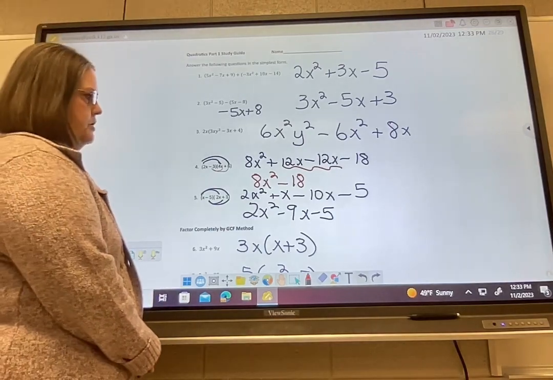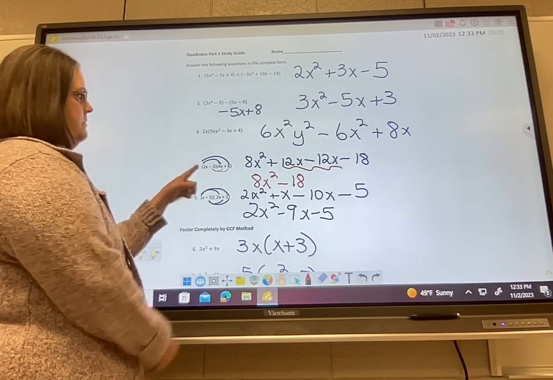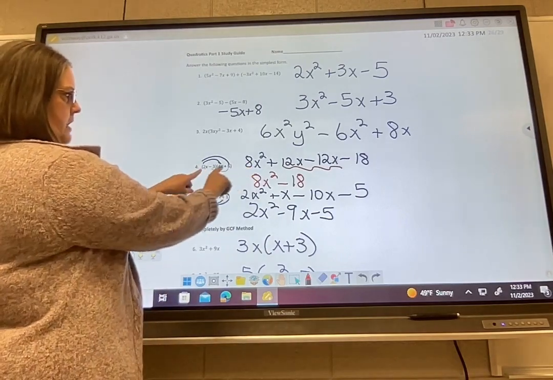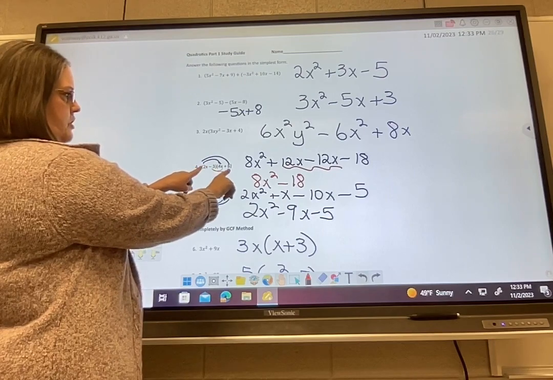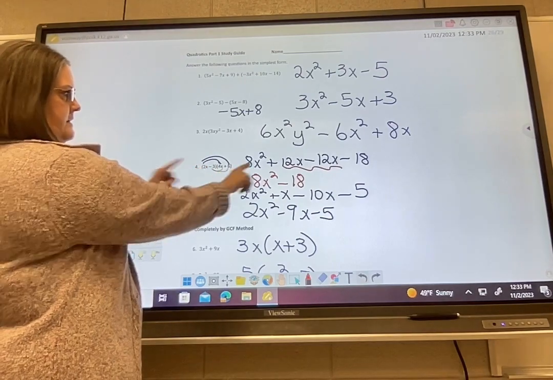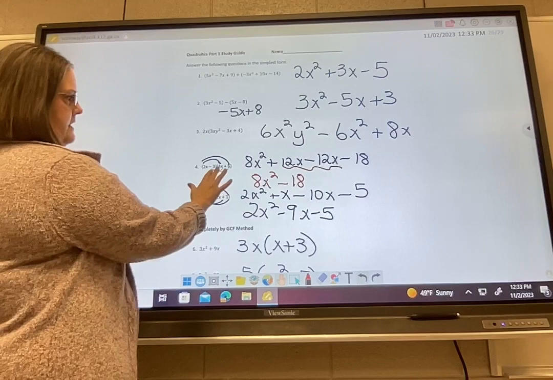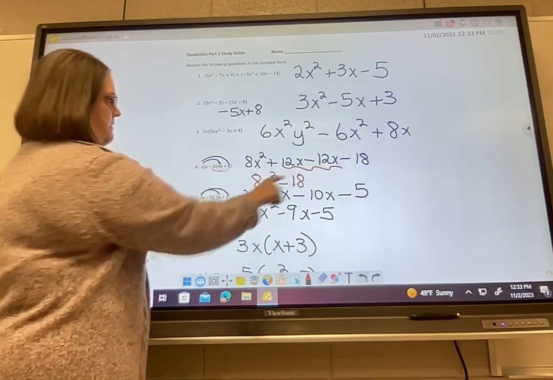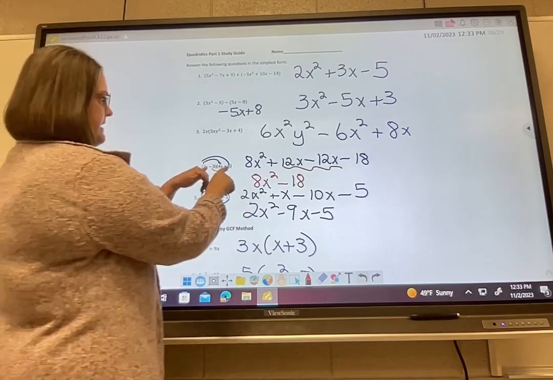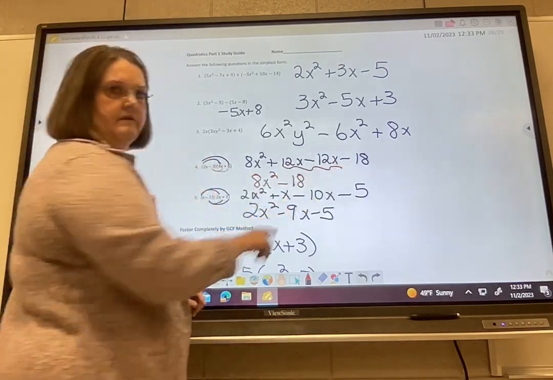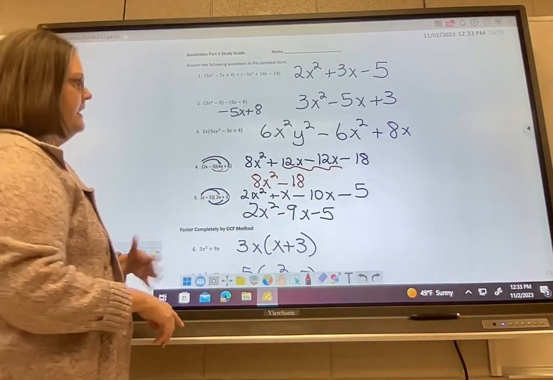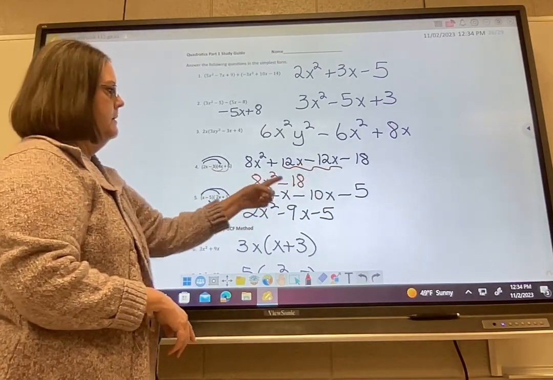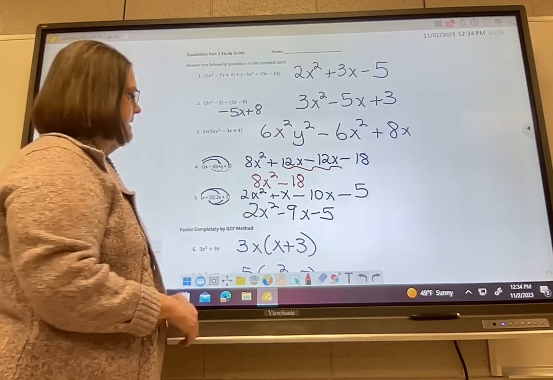All right, and this one, using the FOIL method, I want to do the first term times the first term, so that gives me 8x squared. The outer terms, 2x times 6 gives me positive 12x. Then the inside terms, negative 3 and positive 4 give me negative 12x. And then the last terms, negative 3 times 6 is negative 18. Then I add like terms. The 2 in the middle happen to cancel out here. That doesn't happen often. But that gives me 8x squared minus 18.